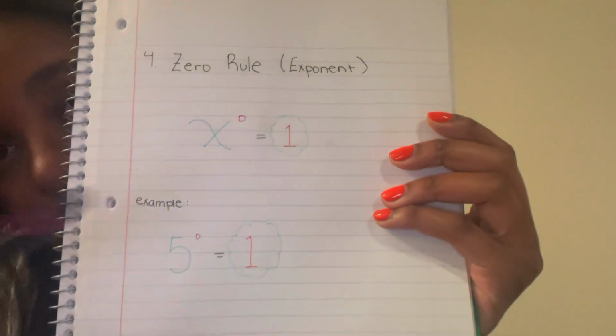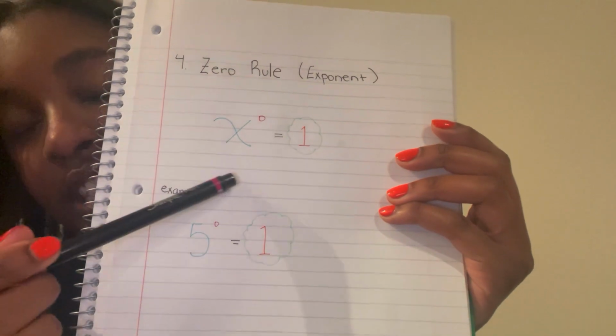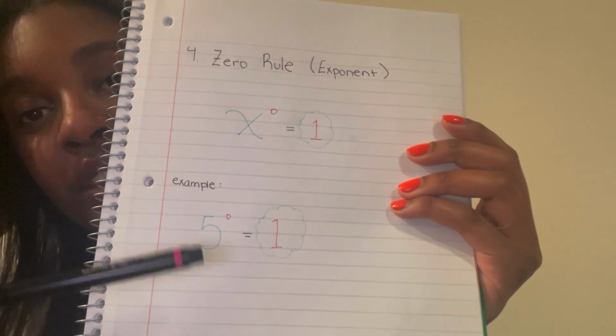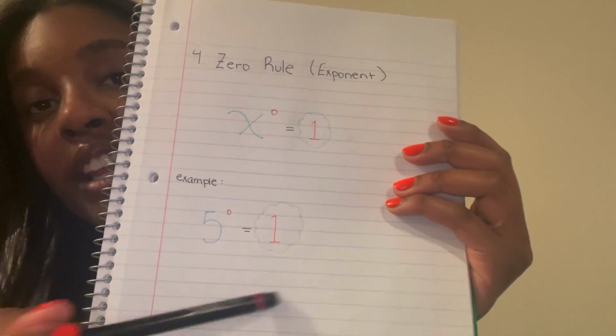I use the example of x. So x raised to 0 equals 1. But that's a variable. But we also know that 5 raised to the power of 0 is also 1, and that's an example of a number. But we could plug in any number for that. 5 just happens to be my favorite number, but if you decided to do 100 raised to the power of 0, you're still gonna get 1.